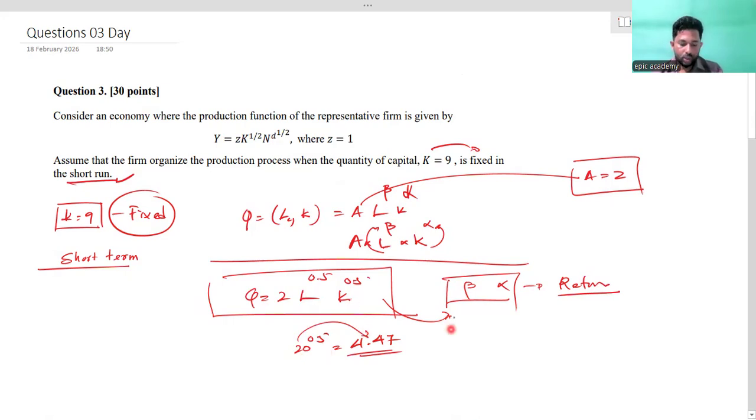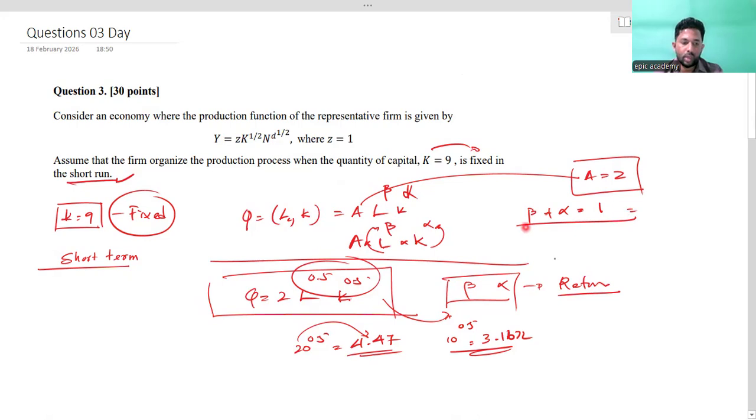If they are going to utilize 10 capital equipment for the production process, then what happens? It becomes 10^0.5, which is 3.1622, right? By identifying those values, if the beta value plus the alpha value equals 1, actually they are creating constant returns to scale.